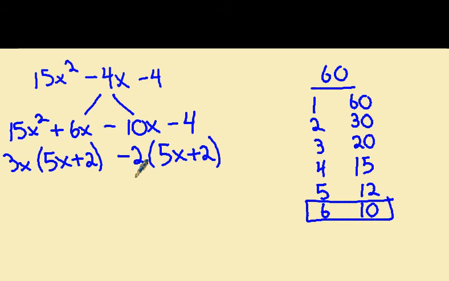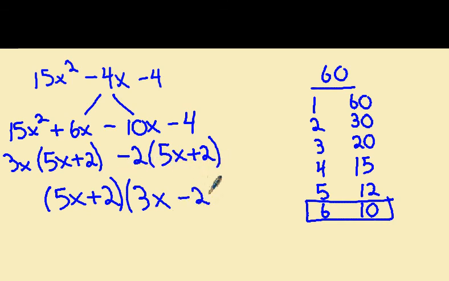Sometimes in my class I'll say I'm going to name this guy Fred and factor out Fred from both of them, or Smith or Jones or whatever name I choose. So here I go. I'm factoring out Fred, and what's left from this term when I factor out Fred? A 3x. What's left from this term when I factor out Fred? A minus 2. Close the parentheses, and we're done.